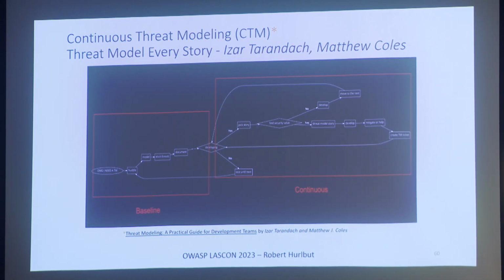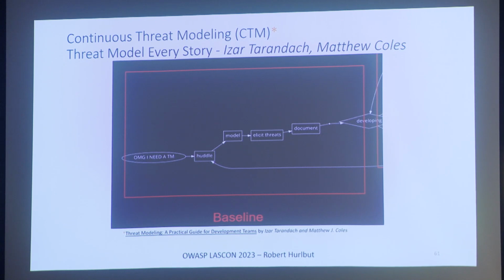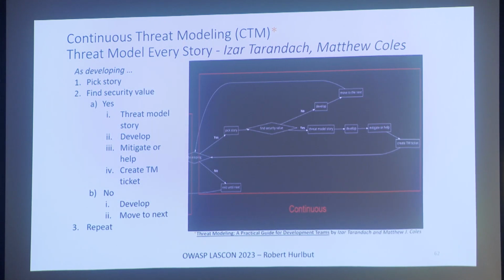Now this is one that was proposed by Azar and Matt. Azar spoke here last year. Threat model every story, continuous threat modeling. So the idea there is that you pick a story, you find security value. Does this story have some kind of security value? Yes, threat model that story. Develop, mitigate it, create a ticket. No, then continue on, develop, move to next, repeat.